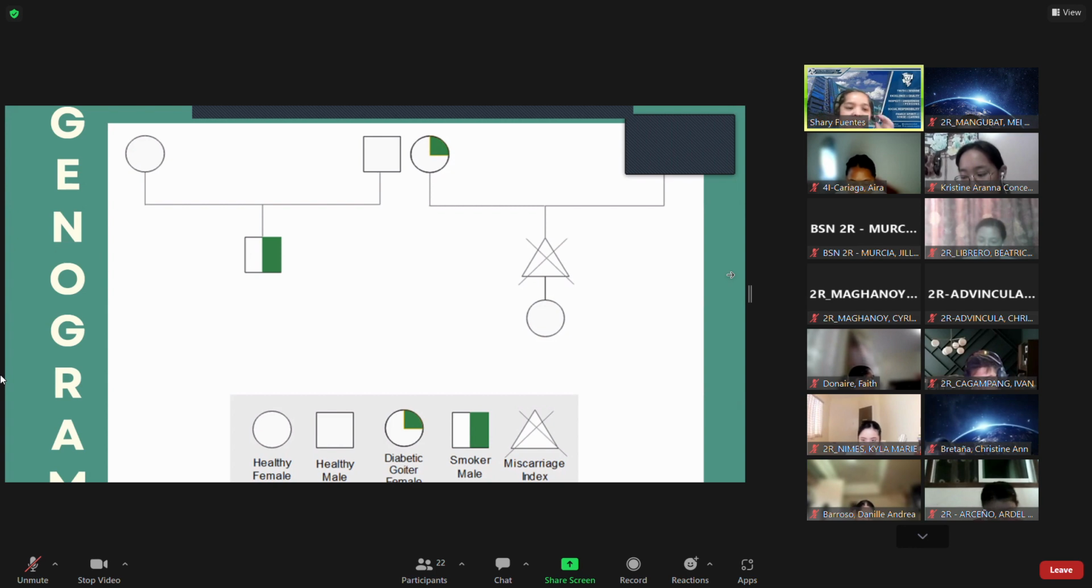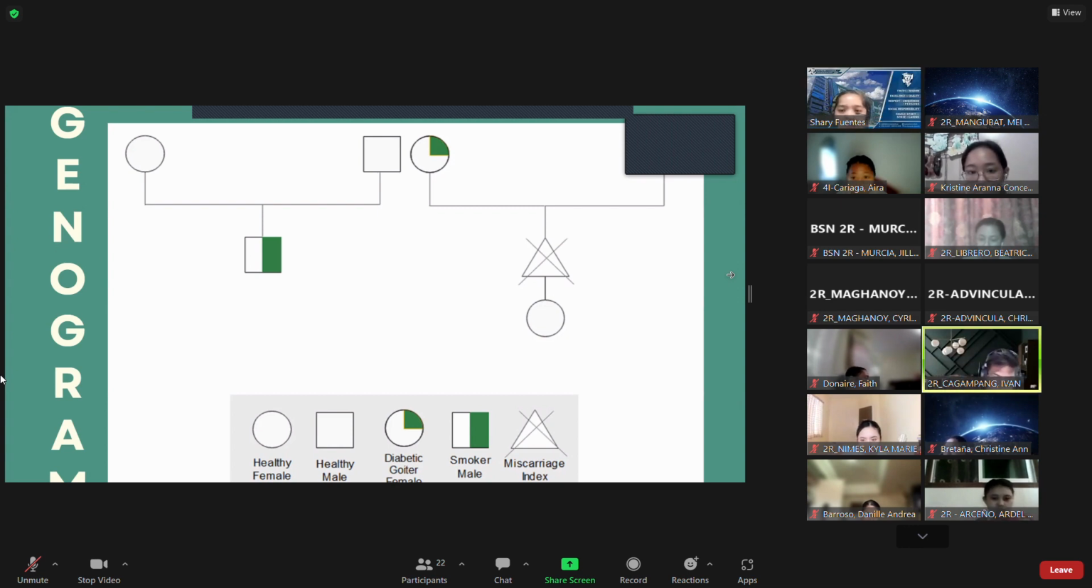Okay, who's going to present the genogram? Ako, Japan, ma'am. Mag-start na ako, ma'am. Okay.